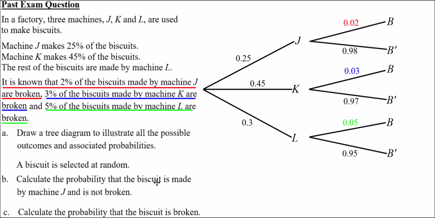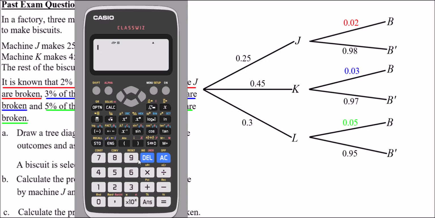So what we need to do here is calculate the probabilities of the final bits of the branches. So we do this by multiplying as we move along. And so the probability that J makes a biscuit and it's broken will be 0.25 multiplied by 0.02. So if we do this, 0.25 multiplied by 0.02, that gives us 1 over 200, or as a decimal that would be 0.005.